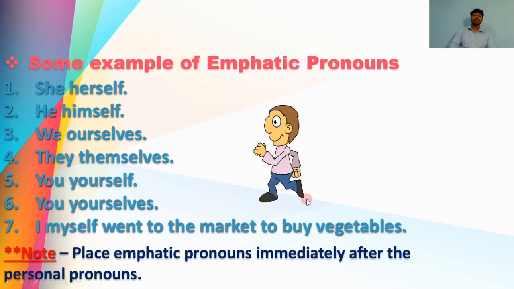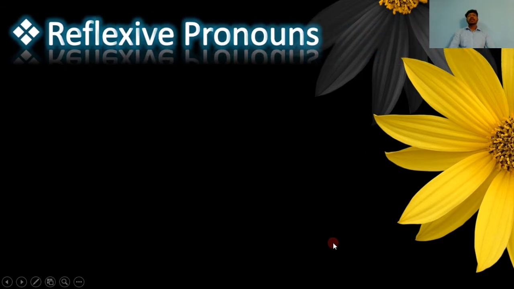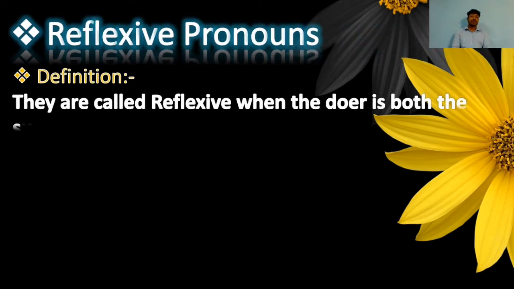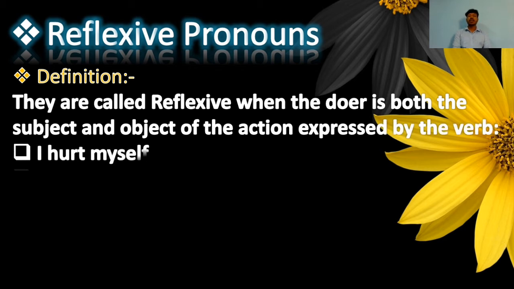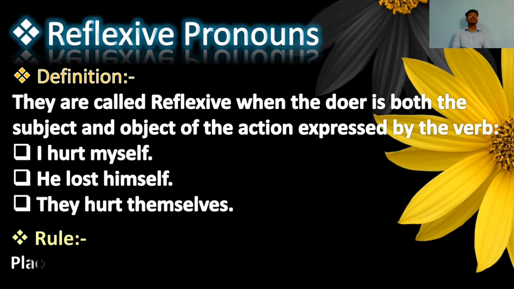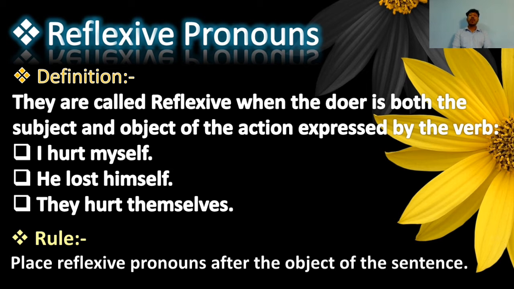The next, here are reflexive pronouns. Here is the definition of reflexive pronouns. They are called reflexive when the doer is both the subject and object for the action expressed by the verb. What is the meaning of this sentence? Doer means who is doing this job, such as "I am eating". Here eating is the job and I the subject. So here I am doing, so I am the doer. The subject is mainly the doer, but it is not necessary every time.